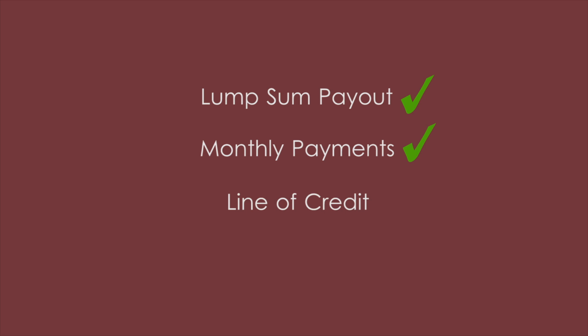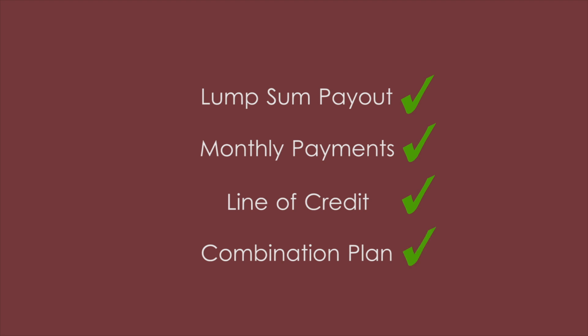They could choose a line of credit. Here, they will be given a set line of credit which they can access when they want or need it. Finally, they could choose a combination plan. Here, the Joneses can have a combination of the above options. Our reverse mortgage specialists will be able to talk them through the best combinations.